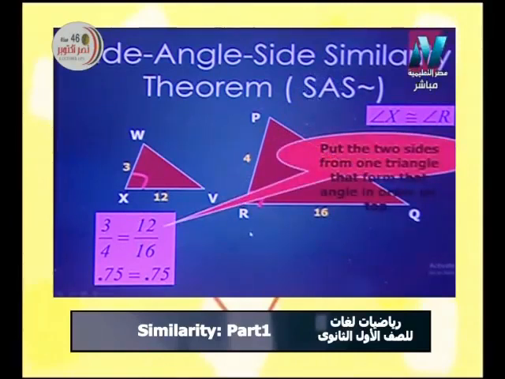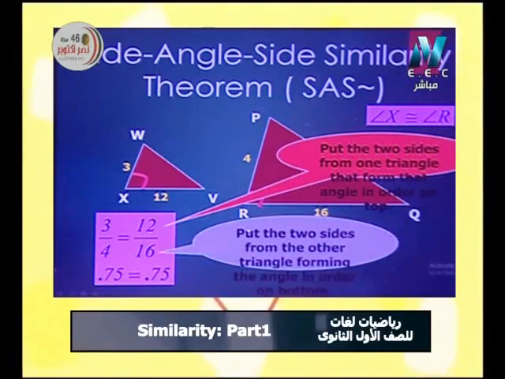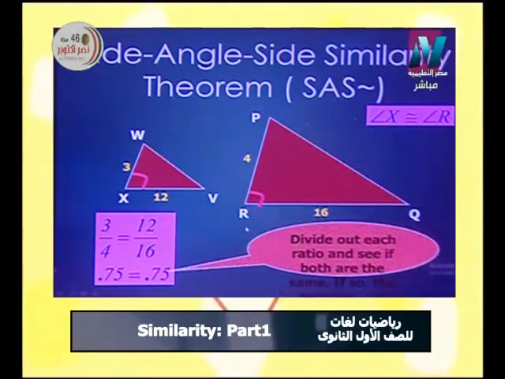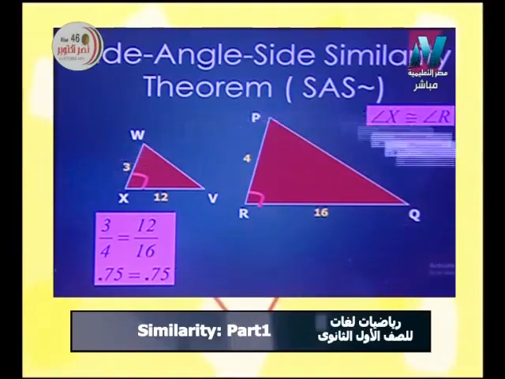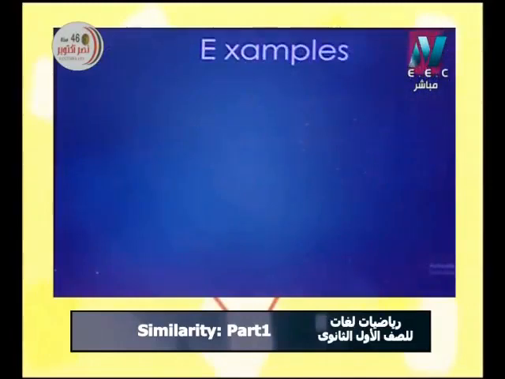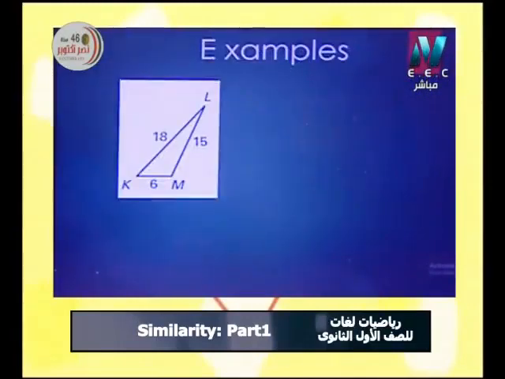Okay, put the two sides from the triangle, put the two sides from the other triangle, and we will divide out each ratio, and the ratios will be equal. Therefore, triangle WXV is similar to triangle PRQ by SAS, which means side angle side. Let's move to the second example.